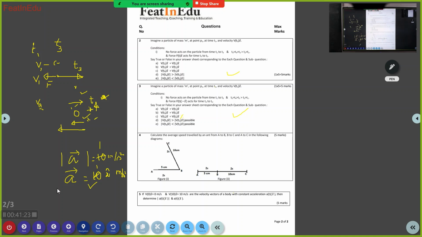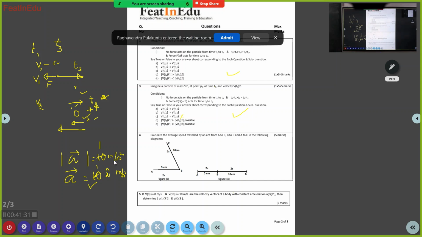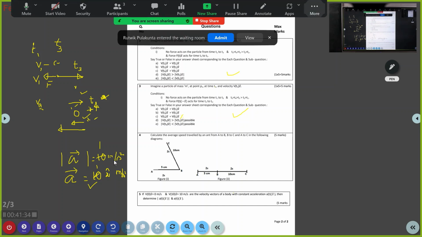So you see, modulus of a bar is 1 meter per second. What is it? Magnitude of acceleration. How much is the acceleration? To that magnitude, if you attach the direction, it becomes a vector.